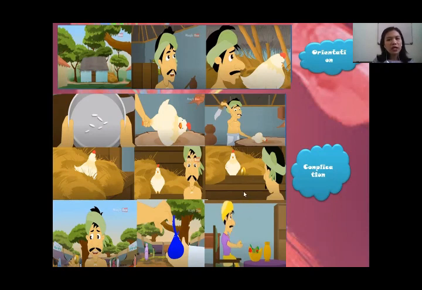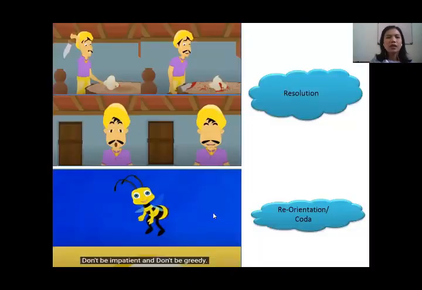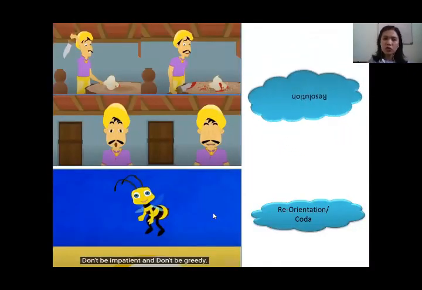Then the next morning, the poor man woke up and he found that there was a golden egg. Then he sold the golden egg and he got much money and he became a rich person. All the stories belong to complication. Okay? Now we are going to resolution. How the characters solve the problem.